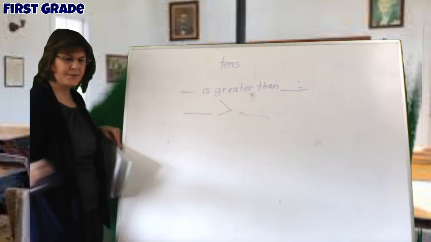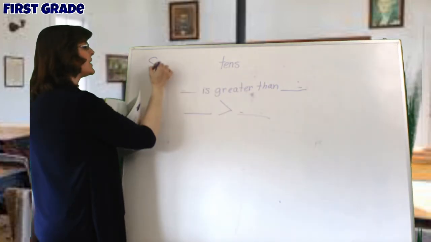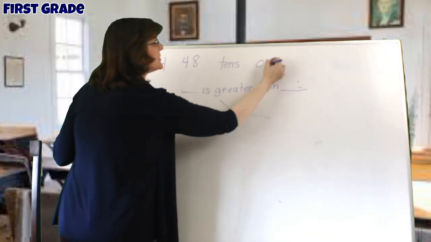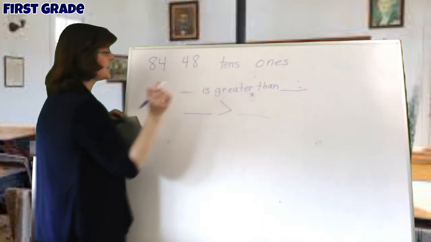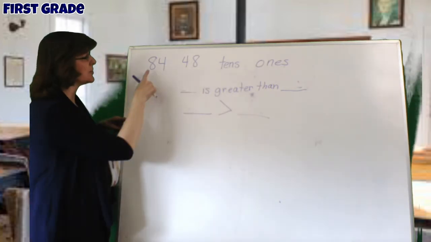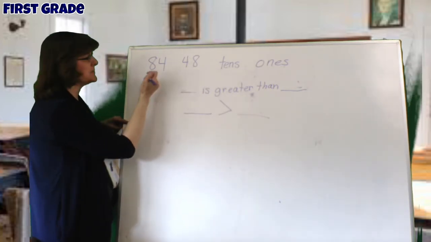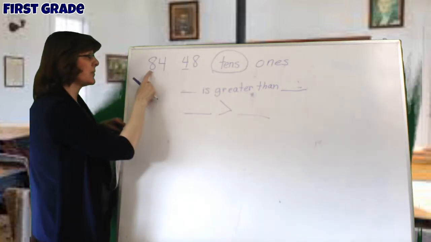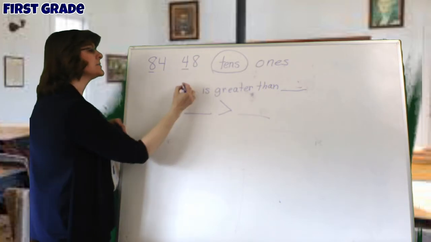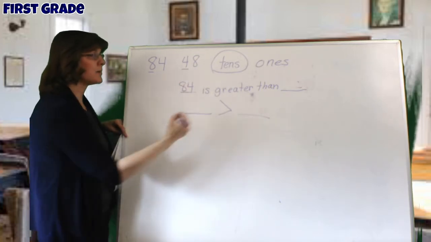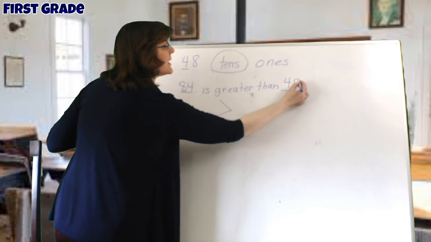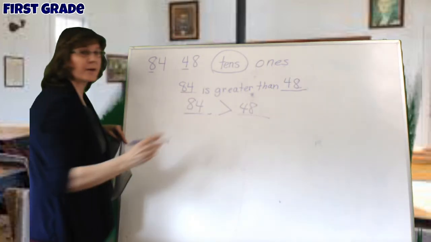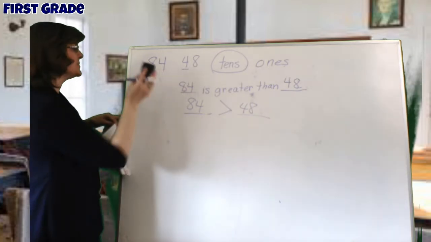So our next 2 numbers that we have are 84 and 48. First we have to decide, are we going to look at the tens or the ones? We always check the tens first. We have an 8 in the tens place here, and a 4 in the tens place here. We're checking the tens, and we know 8 is more than 4. So 84 is the greater number. It's greater than 48. The mouth goes towards the bigger number. 84 is greater than 48. We're down to number 3.